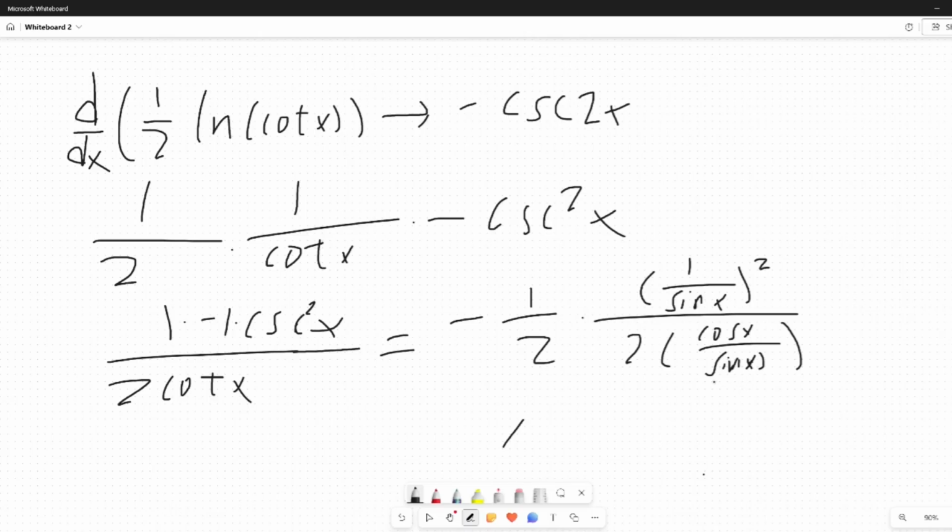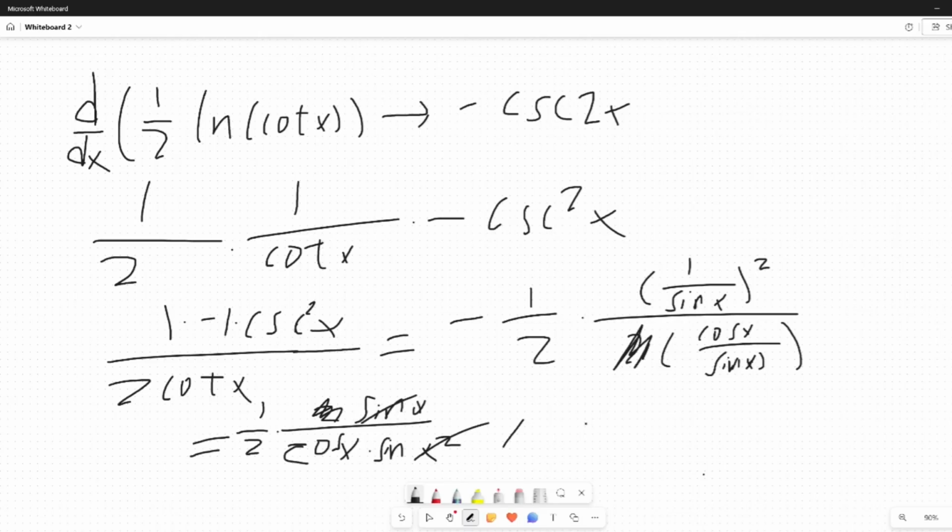Let's distribute these accordingly. It's 1/2 times this, so the 2 doesn't exist, it's just this times this. Okay, this will actually work. This will be sine x, and these two sine x's don't quite cancel out, but there will be one sine at the bottom. So this will leave us with 1 over 2 cosine x sine x. And through an identity, I believe, we are able to simplify this.